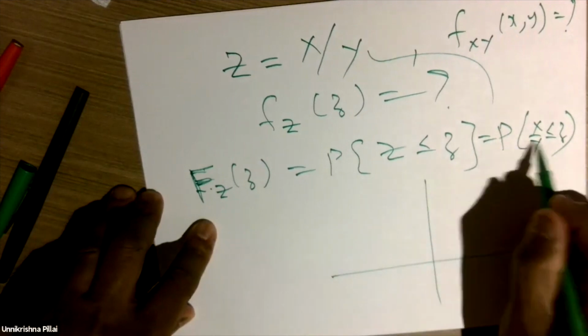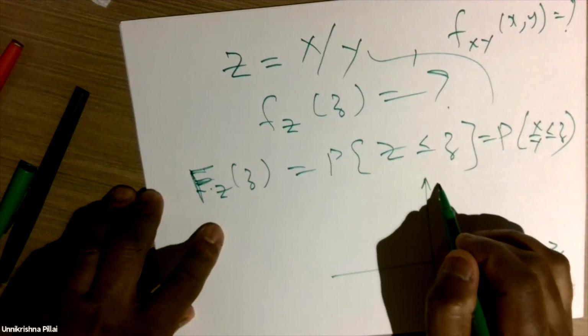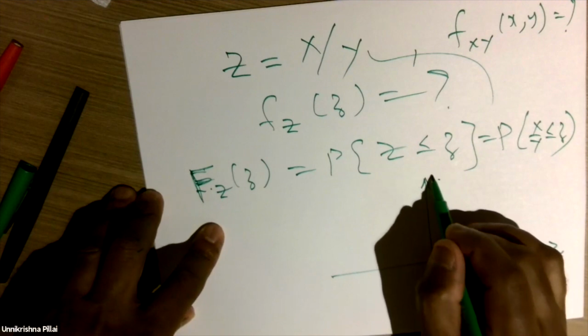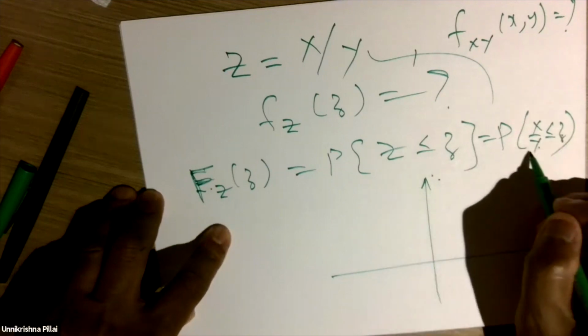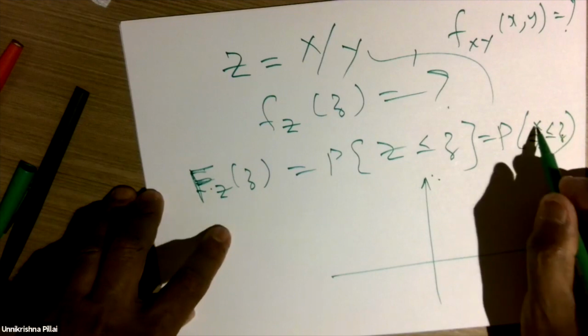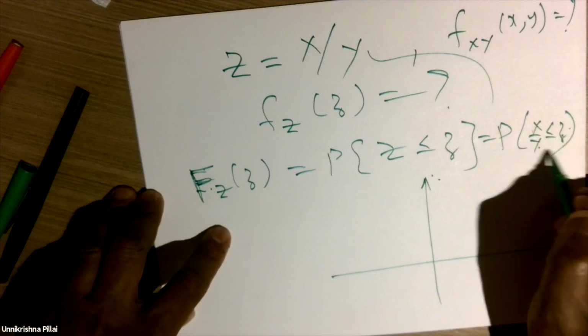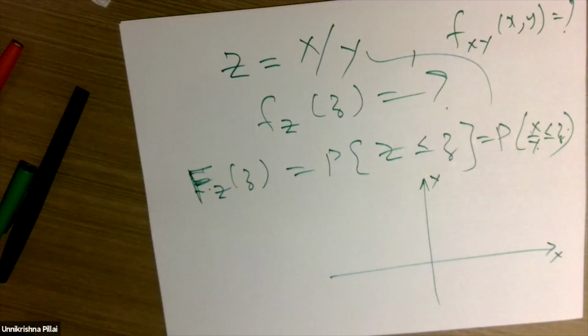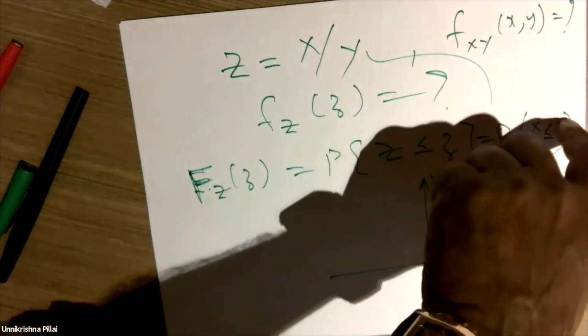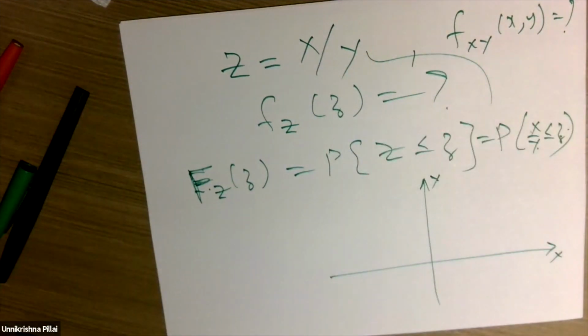So anybody, how will this look, X over Y? When can you bring in the y here? Because if I want to write it as a multiplication, when can I multiply by y on both sides? Can I bring this y here? That's what I'm asking. When y is positive, we can bring it, and the inequality will stay the same. When y is negative, what happens? The inequality will change. So how do we take care of this?